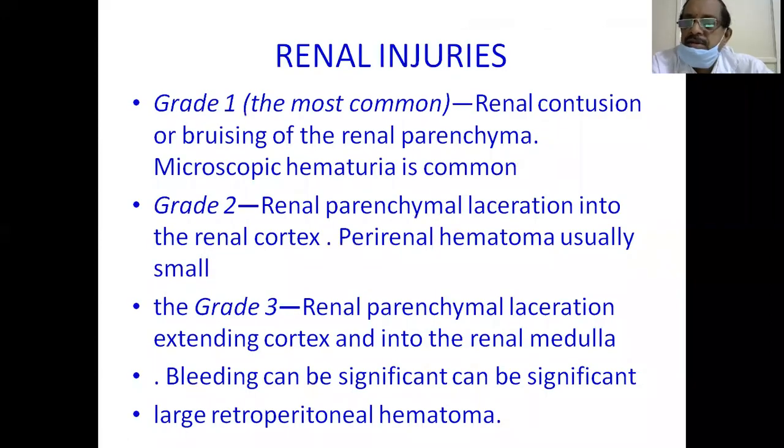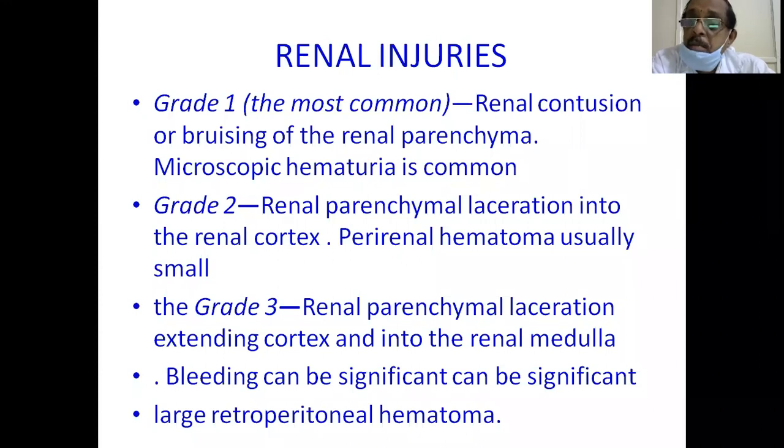Grade 1 renal injuries, which are the most common: there is renal contusion or bruising of the renal parenchyma. Microscopic hematuria is common. When there is kidney injury, you think there should be hematuria. Though hematuria is a very common presentation, sometimes it may not be there if the blood doesn't come into the pelvic system and ureter, or if the vessels are torn. So very rarely hematuria may be absent, but hematuria, either microscopic or macroscopic, is a sign of kidney injury.